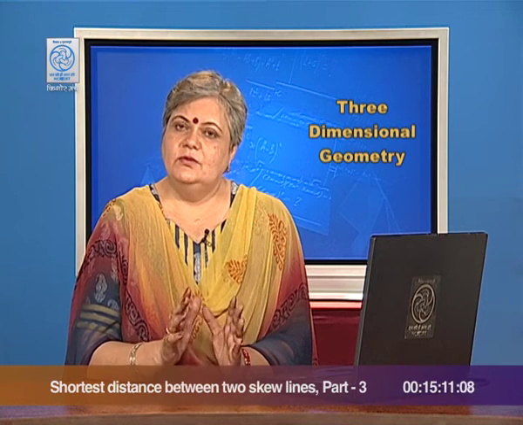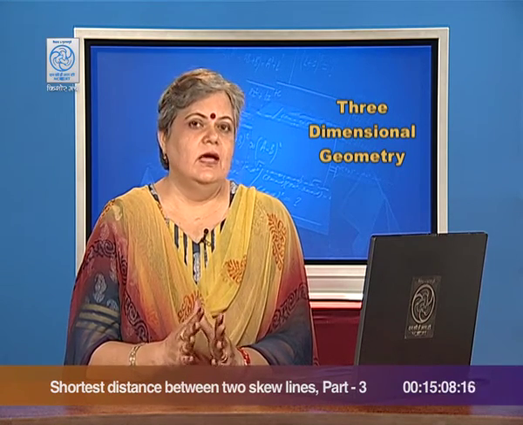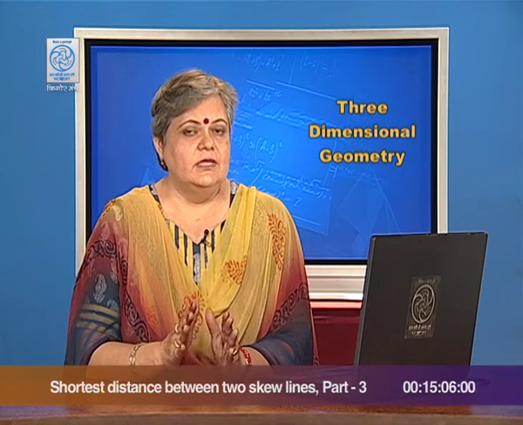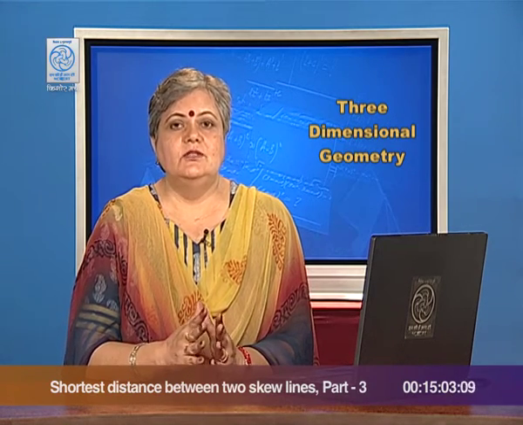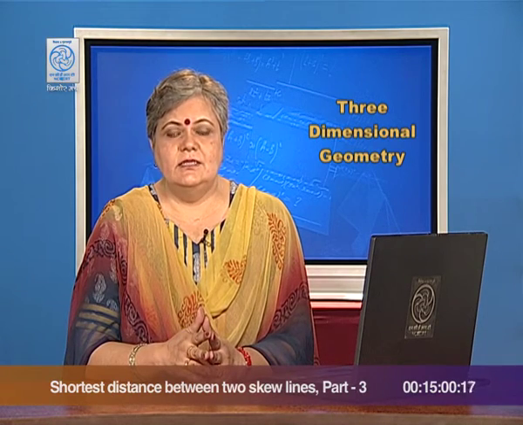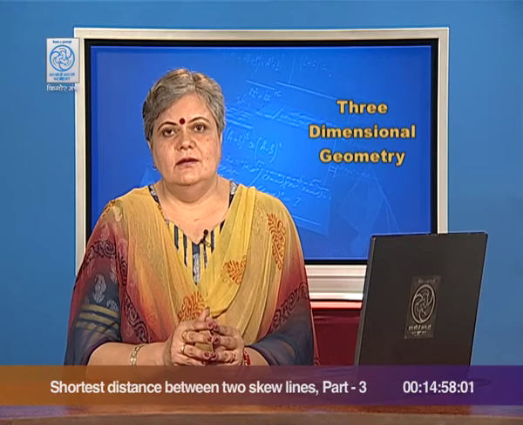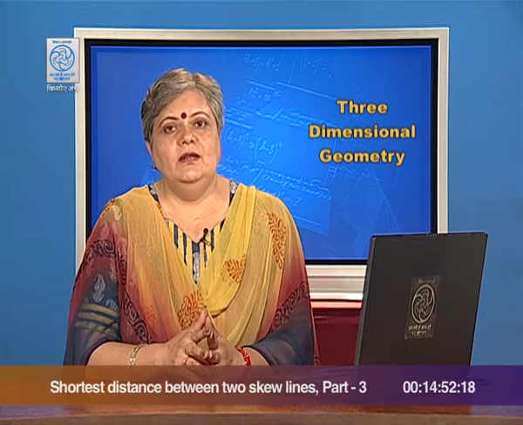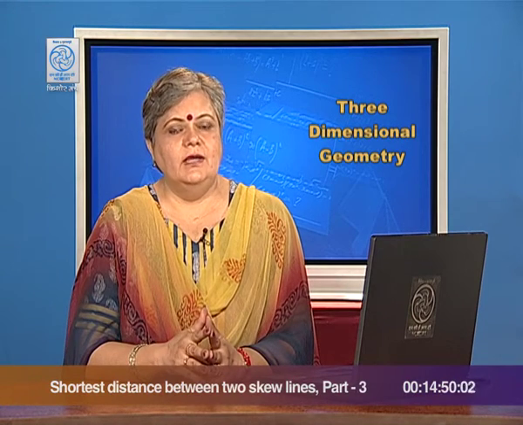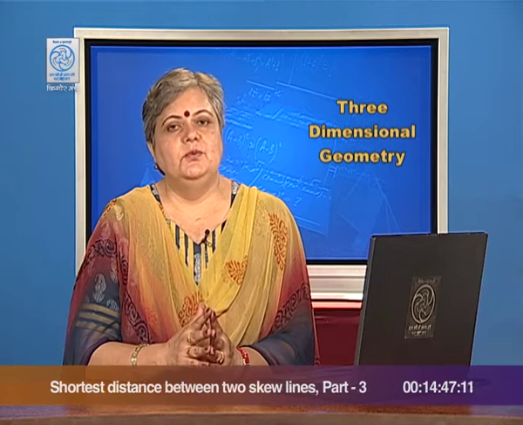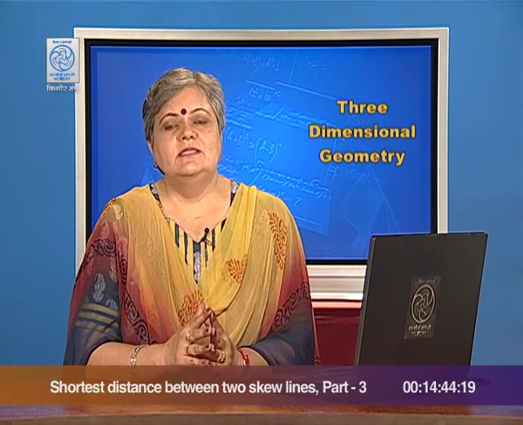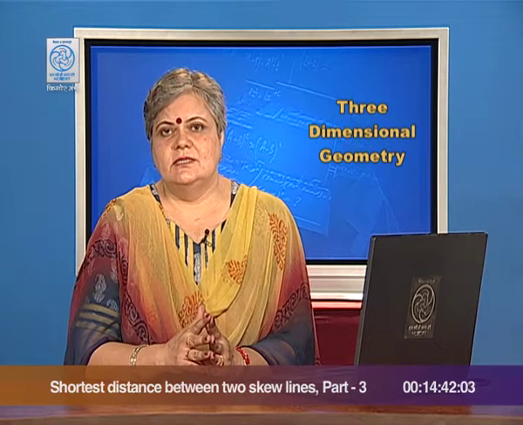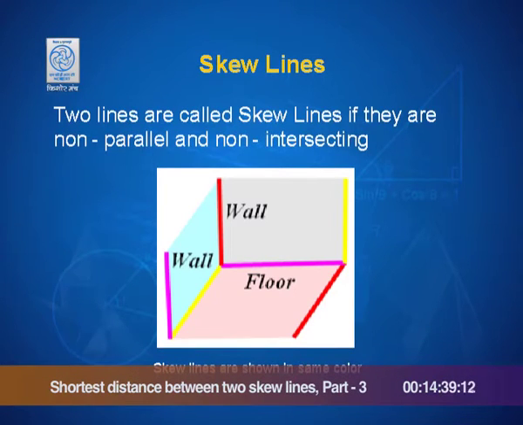We are talking about 3 dimension. We are talking about lines in space, and therefore, there is always a possibility that the two lines are neither intersecting nor parallel. Such lines are called skew lines, and we are interested in learning how to find the shortest distance between such lines. Let us take a look at what skew line means. We define two lines to be skew lines if they are non-parallel and non-intersecting.